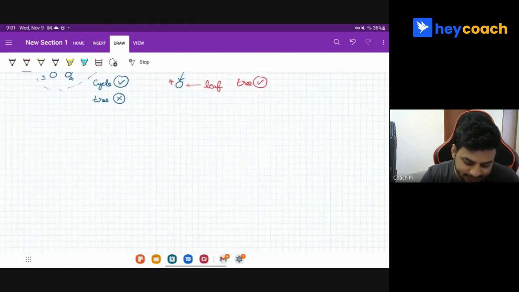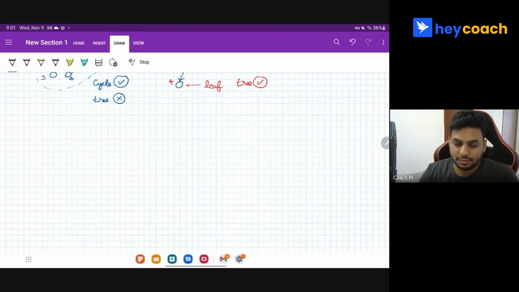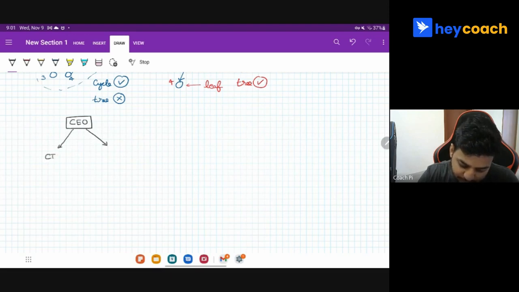Okay, let's take some example of binary tree in real life. In a company, let's talk about the hierarchy in any company. When we say hierarchy in any company, we have the CEO at the top, and then we have his direct reportees. Let's say we have CTO, CFO, and all other executives can be there.